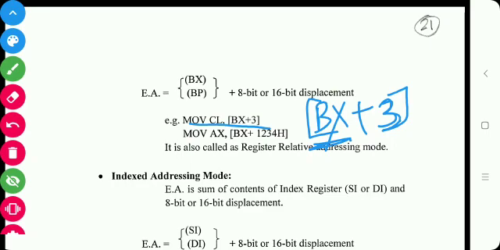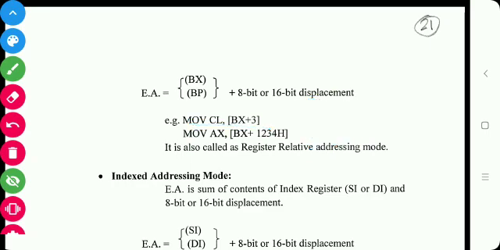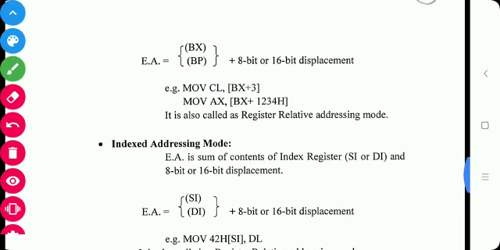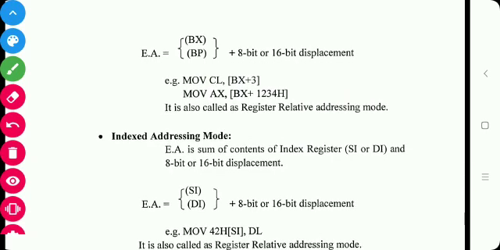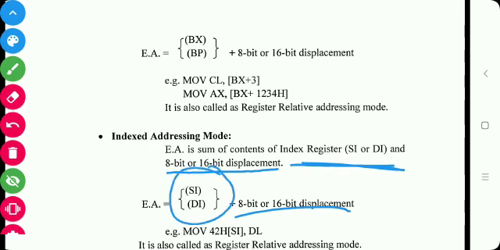Okay. Then next is indexed addressing mode. In this indexed addressing mode, the effective address is the sum of one index register, which may be SI or DI, and an 8-bit or 16-bit displacement. The index registers are the source index and destination index registers. So here the effective address is the addition of an 8-bit or 16-bit displacement and one of the index registers.